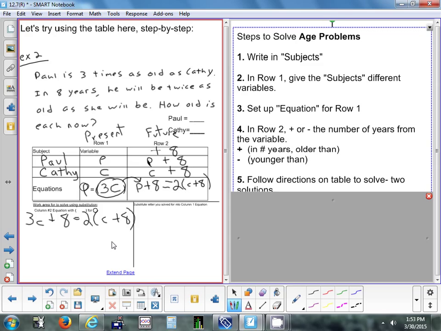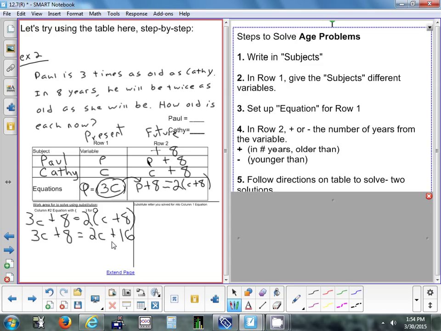And now we're just going to solve like we solved equations all year, right? We have no like terms on this side, so we bring them down: 3C plus 8. You might have like terms or distribution over here. On this side, we have distribution, right? When I distribute, what would I get? 2C plus? Guys? 2C plus what? 2 times 8? 16, right?